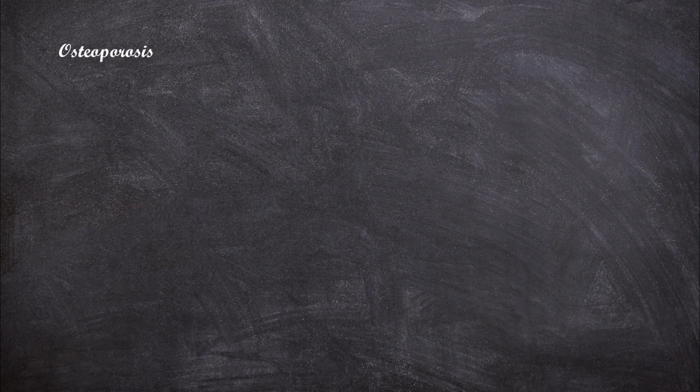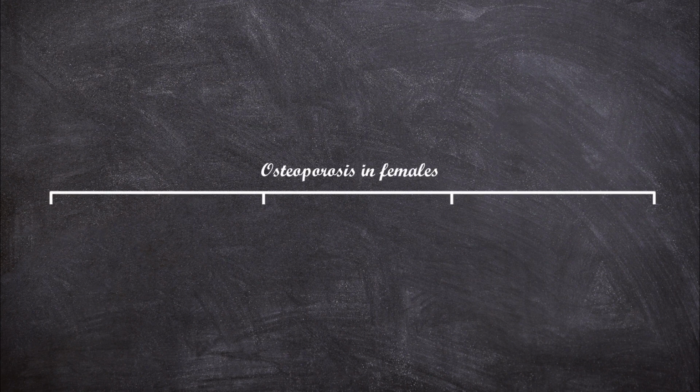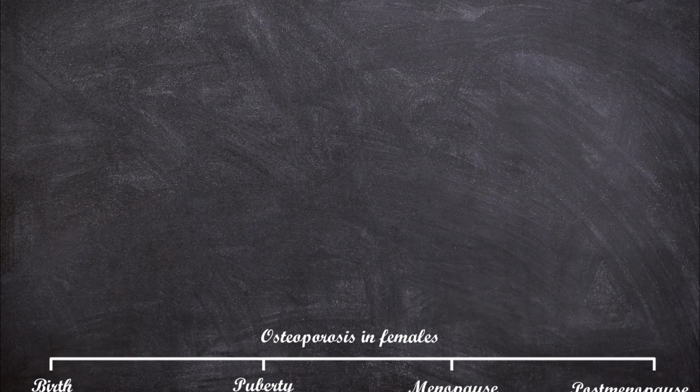Well, see, osteoporosis is more common in females than males. In this, the density of bones decreases, which we can say is a decrease in mineral composition. Let's make a mind graph of osteoporosis in females. Let's consider 4 stages of females' life: birth, puberty, menopause, and postmenopause. Aside this, let's understand the word menopause.